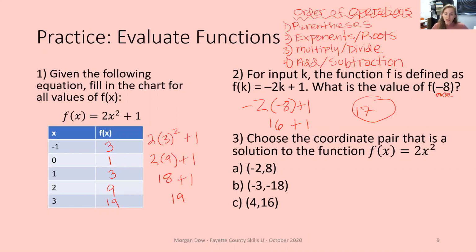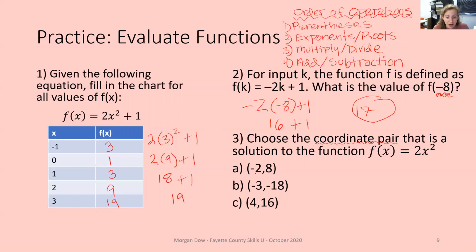All right, number 3, choose the coordinate pair that is a solution to the function f of x equals 2x squared. So looking down these answer choices here, we've got these coordinate pairs. So you want to remember that a coordinate pair is just an input-output pair, right? It's a pair of x and y that goes together for a function. So we want to find an xy pair or an f of x pair that works for this particular function. So we're just going to go through the answer choices and start testing them out.